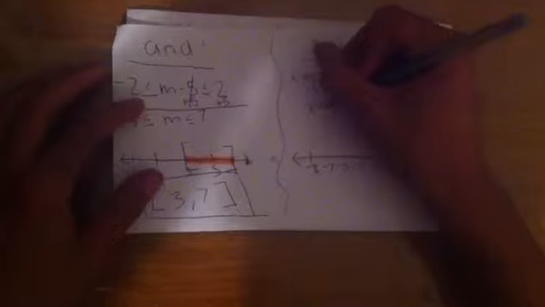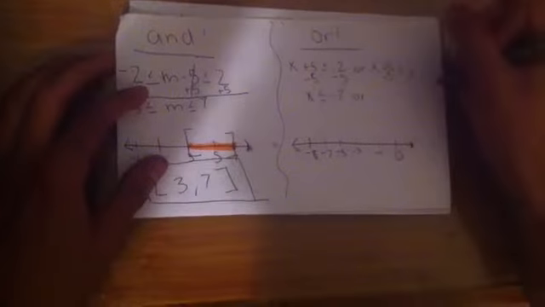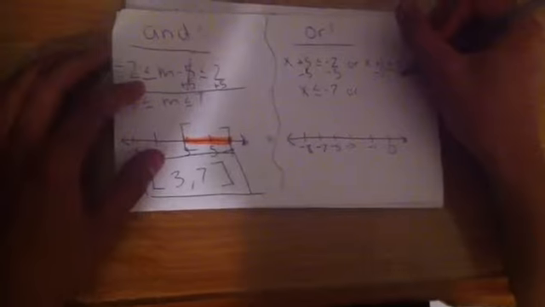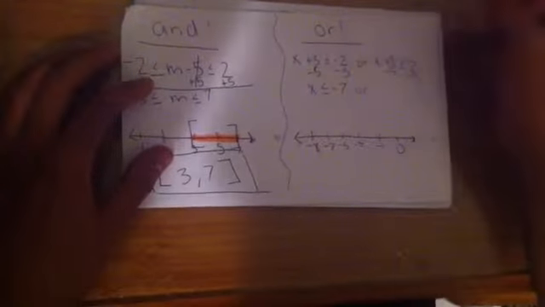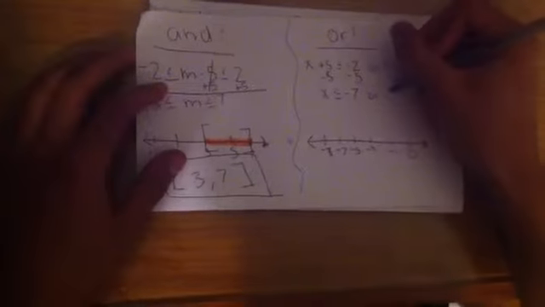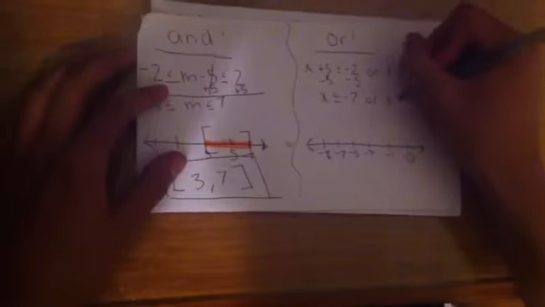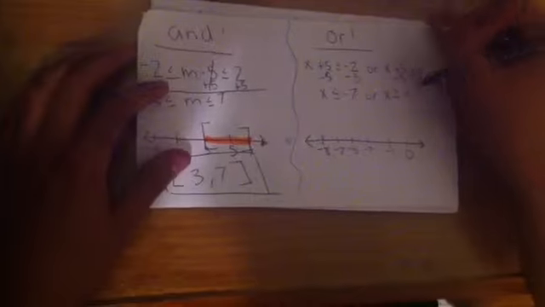Now with the OR problem, like I said, you have to get the variable by itself, so minus 5 to each side. X is less than negative 7, or, getting rid of the 5 on each side, so minus 5, x is greater than or equal to negative 3.